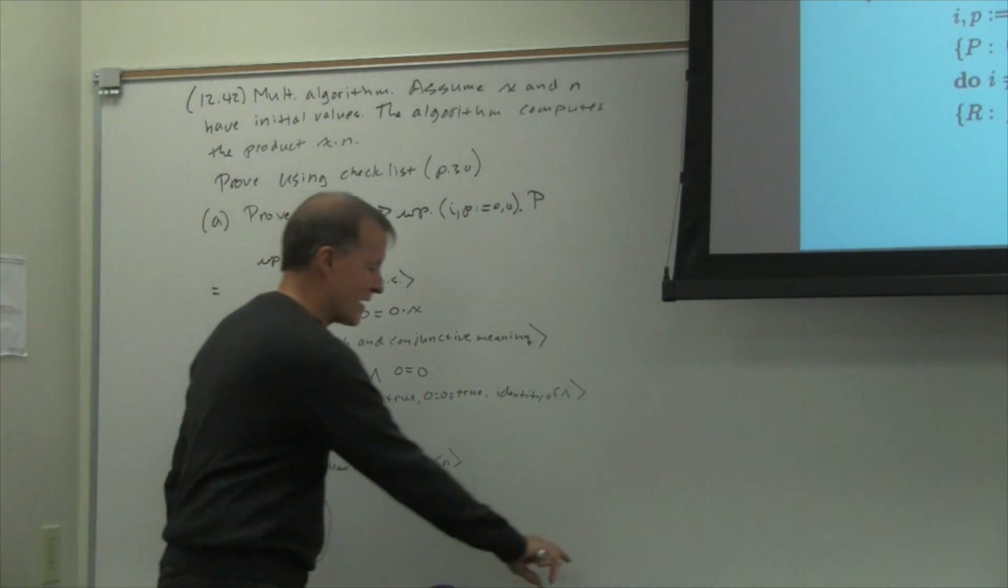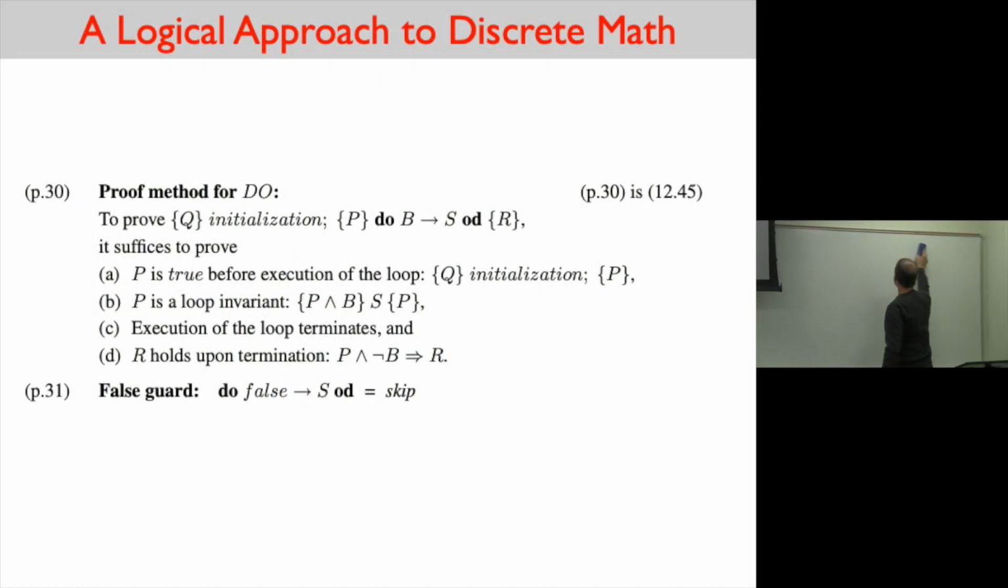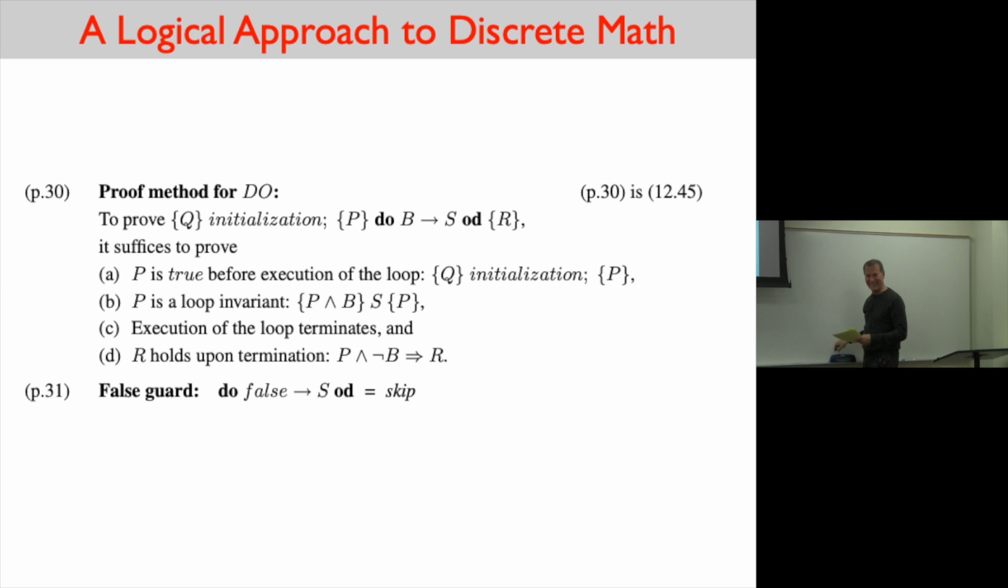All right, what about checklist B? Over here on this side. Okay, so what about checklist B? What do we have to do? Maybe we should look at this. What was checklist B? What does it say? P is a loop invariant, right? So we have to prove P and B, S, P. So what is that in this case?